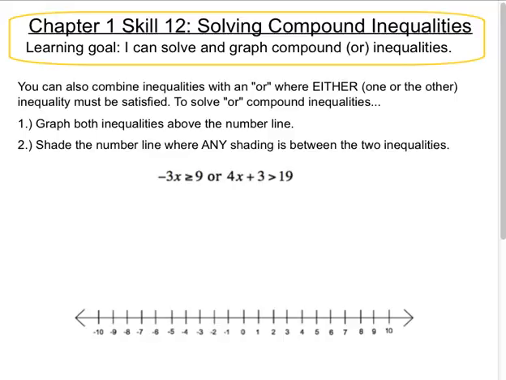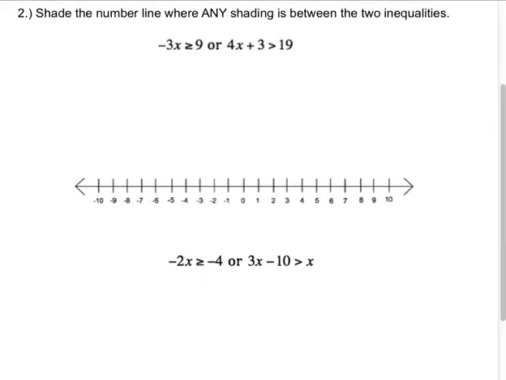So in graphing these, it's almost the same. I'm going to have you solve them individually, then graph them both above the number line. But then in this one, on the number line, you shade anywhere that there's shading, instead of having to identify the overlap. So let's see how that looks in an actual example.